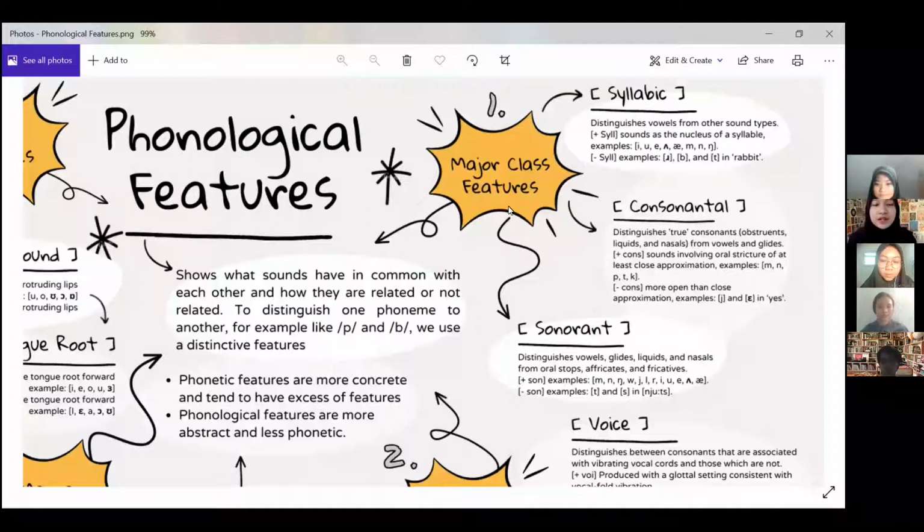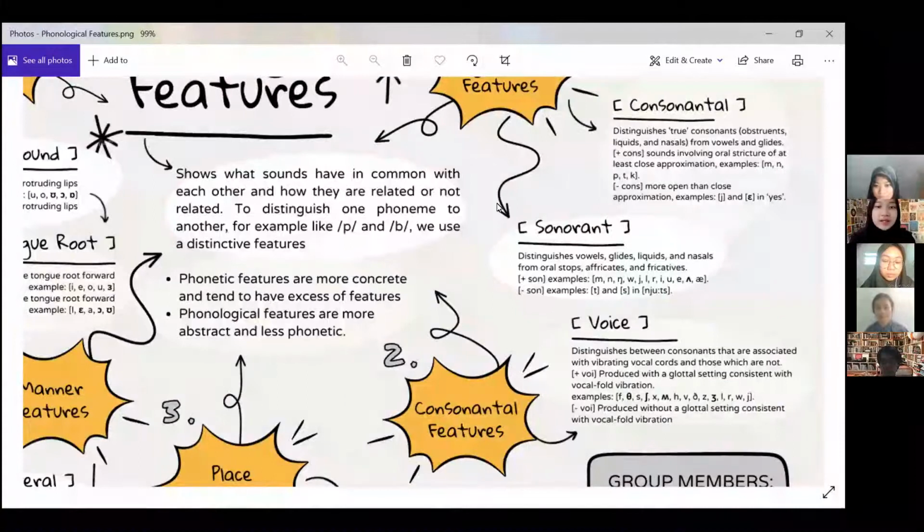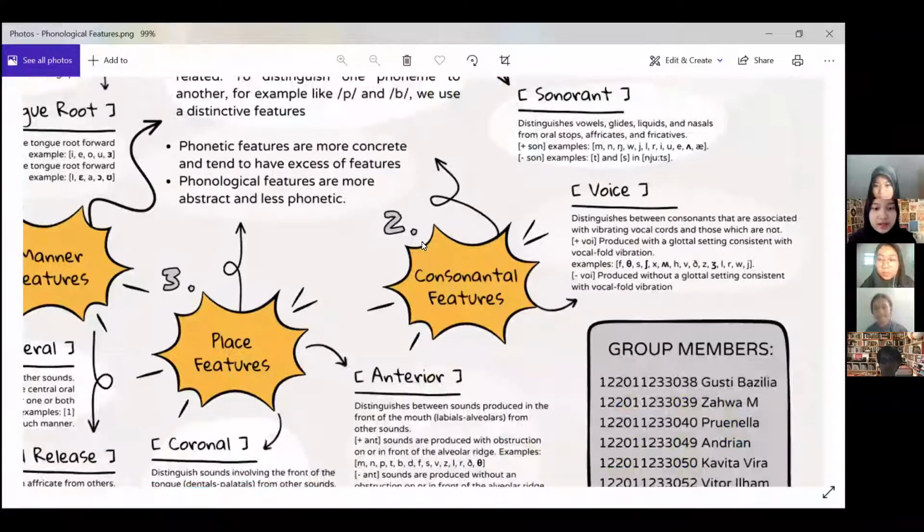Hello, my name is Brunella Susilo with student number 40, and I will explain about laryngeal features. Here, there's only one feature, namely voice, or shortened to voi. This feature distinguishes between those consonants that are associated with vibrating vocal cords and those which are not. As we can see, there are 2 types of voice, namely positive voice and negative voice.